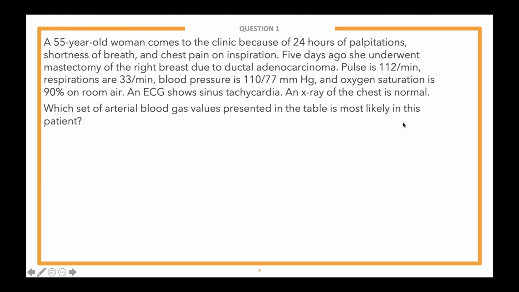Which set of arterial blood gas values presented in the table is most likely in this patient?